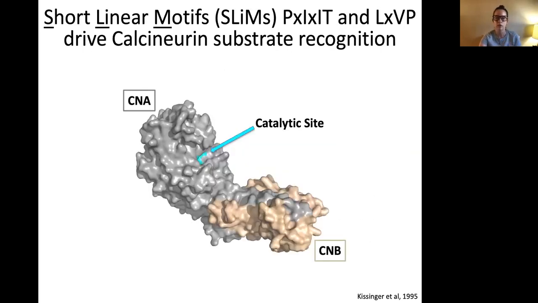Before I jump into our approach of how we're going to solve this problem, I wanted to tell you a little bit more about calcineurin and its structure and how it recognizes substrates. So this is a crystal structure of calcineurin, which is a heterodimeric enzyme with a catalytic A subunit shown here in gray and the catalytic site highlighted here in light blue, and then a regulatory B subunit, which is shown here in a tannish gold color.